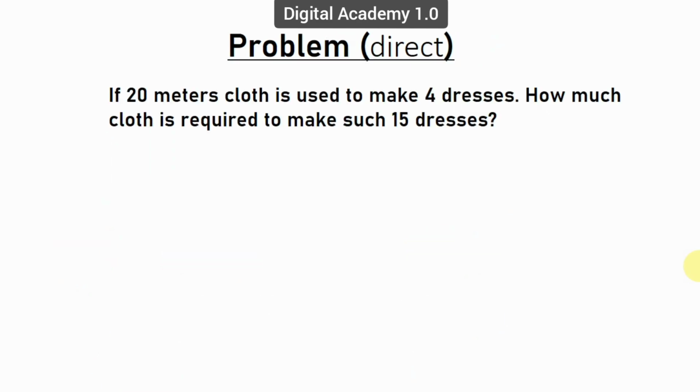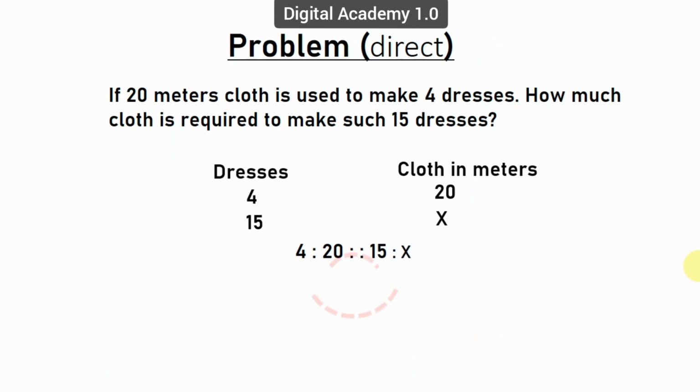Problem on direct proportion. If 20 meters of cloth is used to make 4 dresses, how much cloth is required to make 15 such dresses? Step-by-step solution. Step 1. Find the cloth required for one dress. Since 20 meters of cloth is used for 4 dresses, the cloth required for one dress is cloth per dress equals 20 divided by 4.